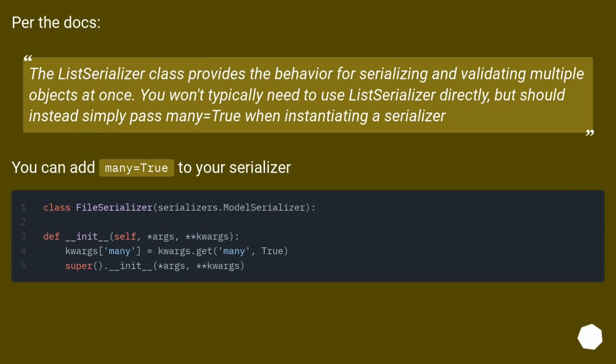From the docs: the ListSerializer class provides the behavior for serializing and validating multiple objects at once. You won't typically need to use ListSerializer directly, but should instead simply pass many=True when instantiating a serializer. You can add many=True to your serializer.